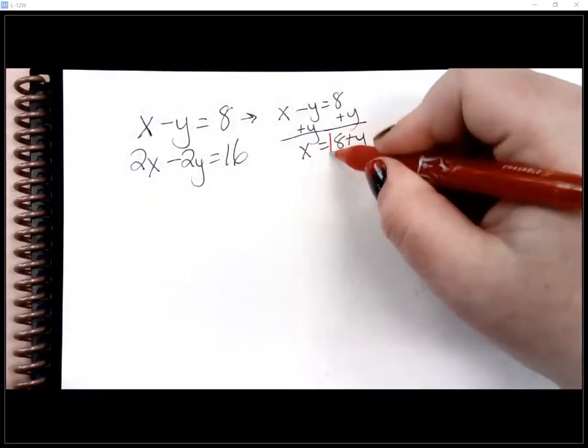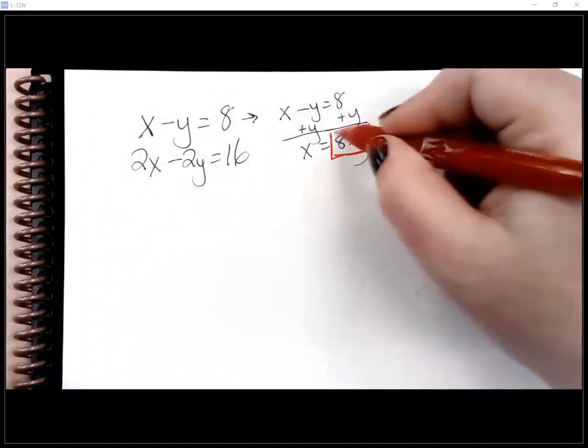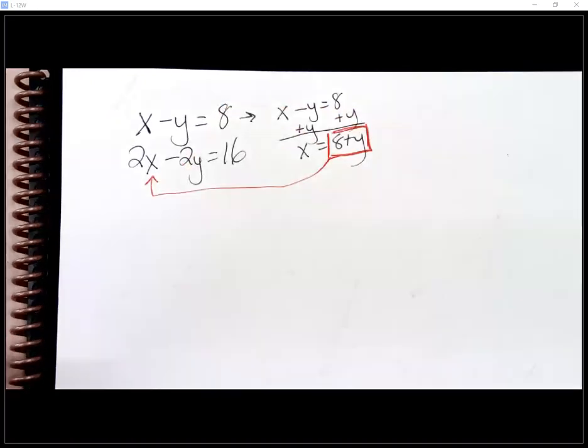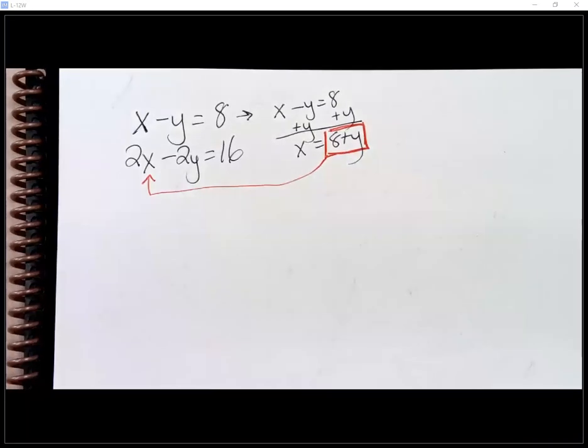Now I'm going to take everything that x is equal to, and I'm going to stick it in the other equation in place of x this time, right? Because that's what I got, x was equal to this. So I'm going to replace x with 8 plus y.